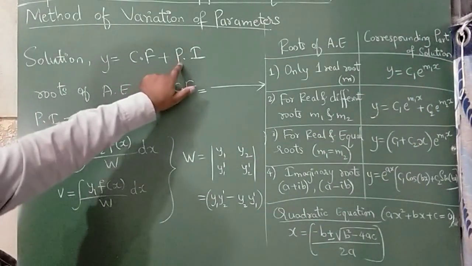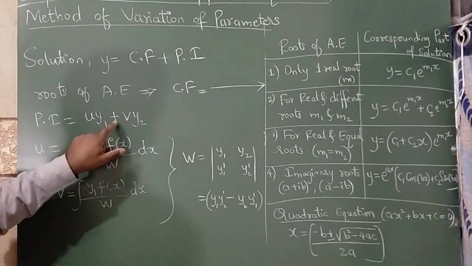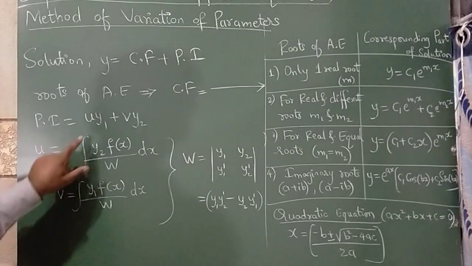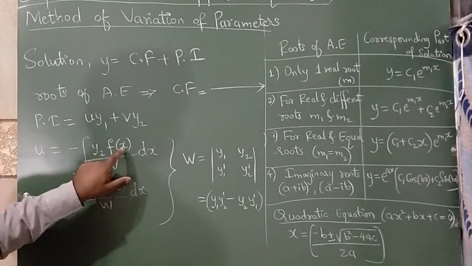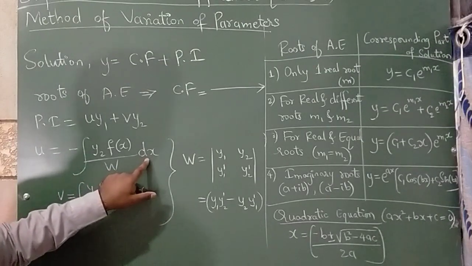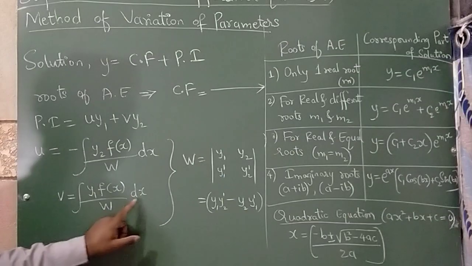Fine. Now PI, the particular integral, is equal to u y1 plus v y2. Now what is the formula for u? u is equal to minus integration of y2 f of x divided by W into dx. Okay, v is equal to integration of y1 f of x divided by W dx.